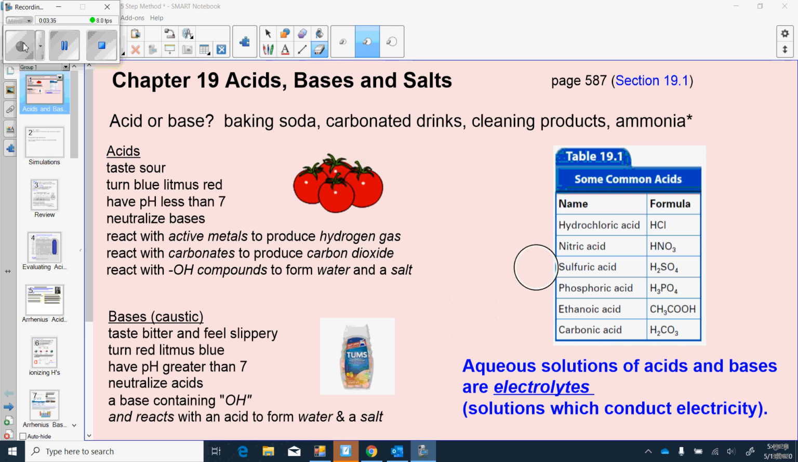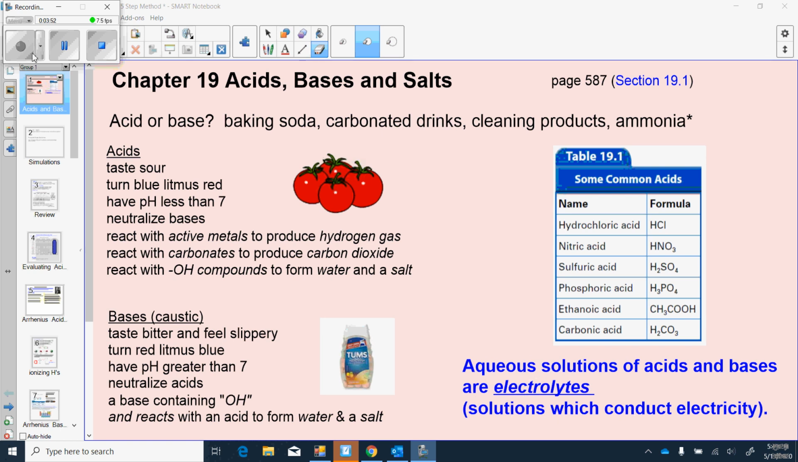Here are some strong acids, and here's a key point. Aqueous solutions of acids and bases are electrolytes. There's that term again. And a reminder, electrolytes are solutions which conduct electricity. So both acids and bases, when dissolved in water, will conduct electricity.